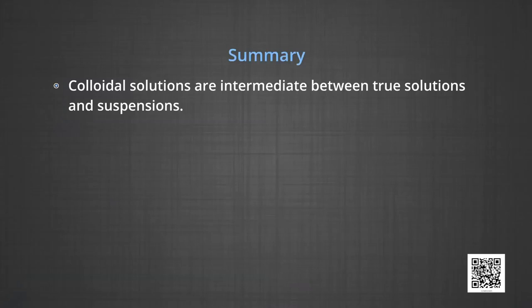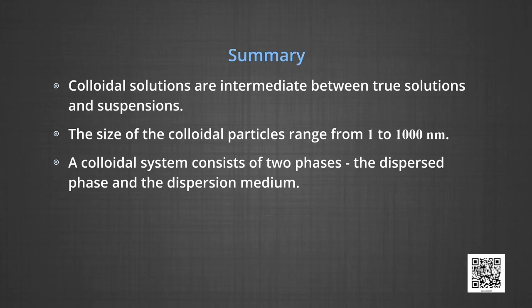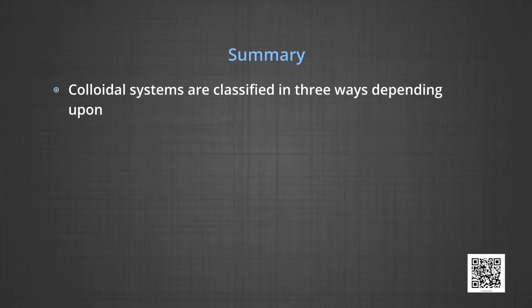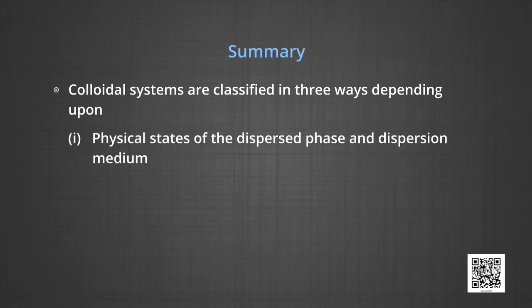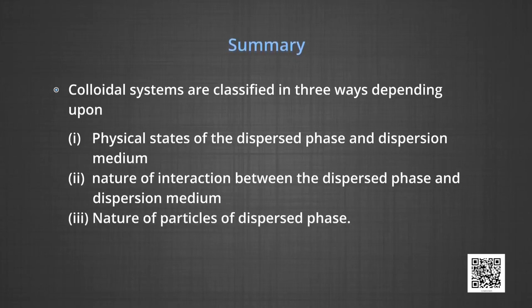Let us revise whatever you have learned in this module. Colloidal solutions are intermediate between true solutions and suspensions. The size of the colloidal particles ranges from 1 to 1000 nanometers. A colloidal system consists of two phases, the dispersed phase and the dispersion medium. Colloidal systems are classified in three ways, depending upon number one, physical states of the dispersed phase and dispersion medium. Number two, nature of interaction between the dispersed phase and dispersion medium. And number three, nature of particles of the dispersed phase.